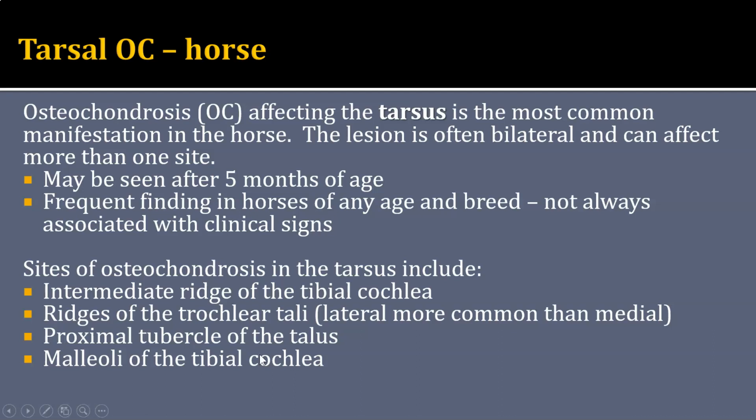In a patient that has more than one site in the affected tarsus, the most common association is having a lesion in the intermediate ridge of the tibial cochlea and in the lateral ridge of the trochlear tali.